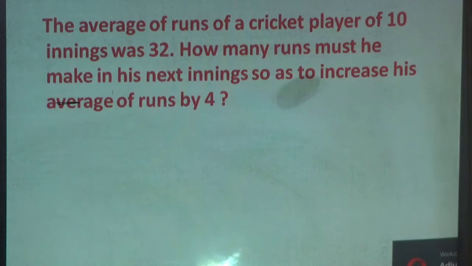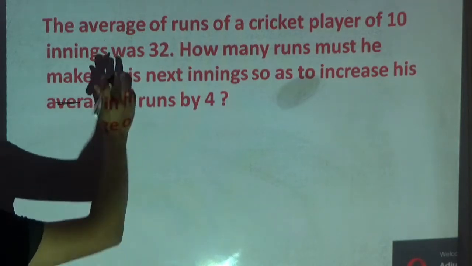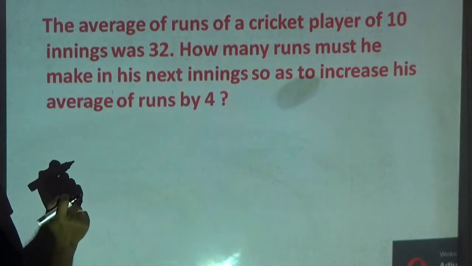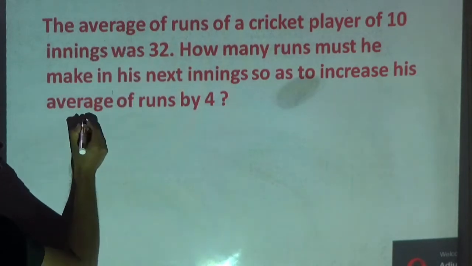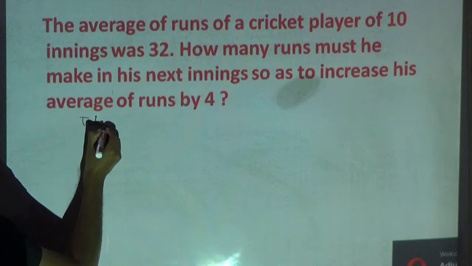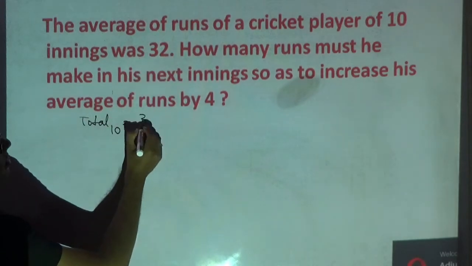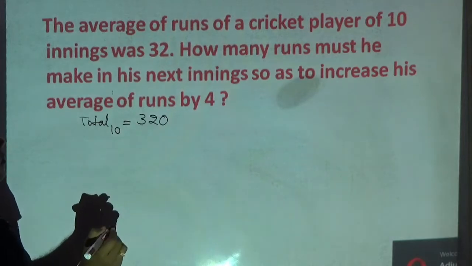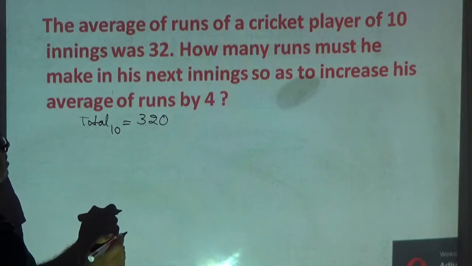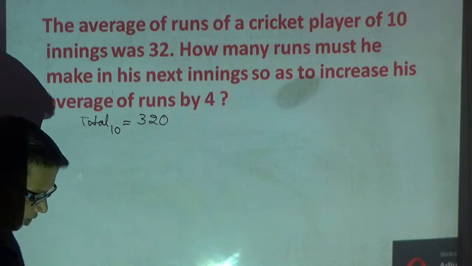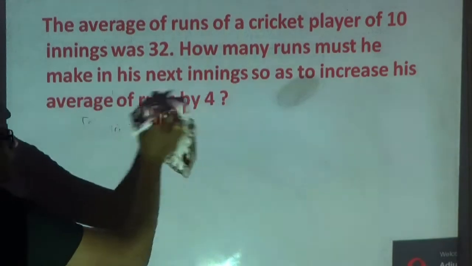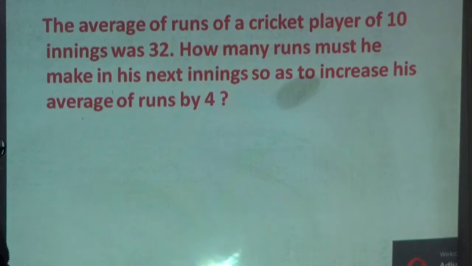Next. The average runs of a cricket player over 10 innings was 32. After playing 10 matches, his average was 32. Then the total runs in the 10 matches is 10 into 32, that is 320. How many more runs must he make in the next innings so that his average increases by 4? I have a shortcut for this problem. I will explain the shortcut only.